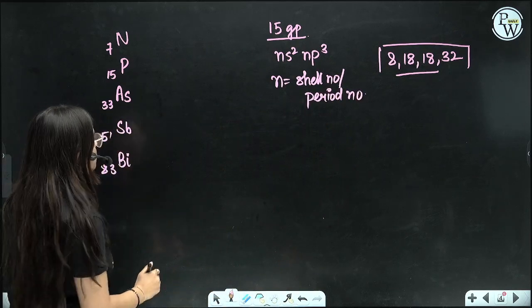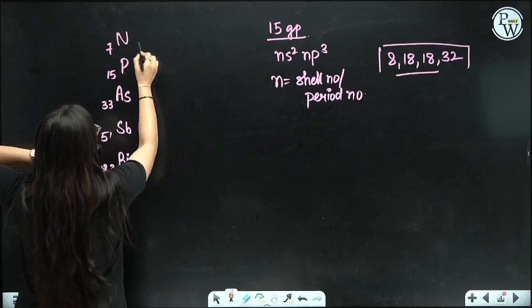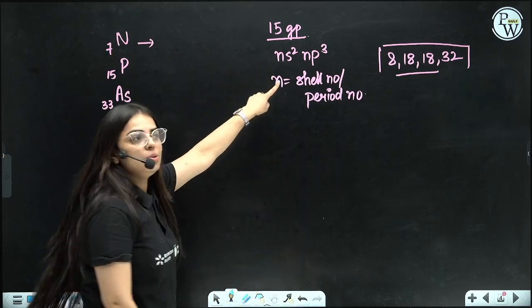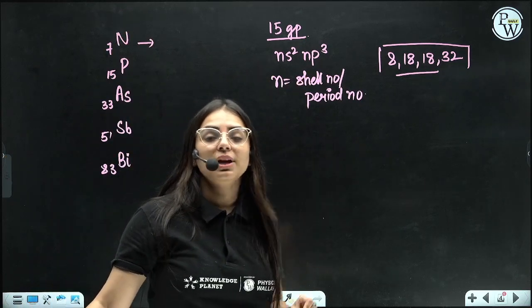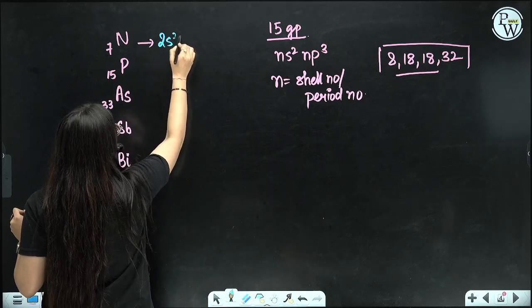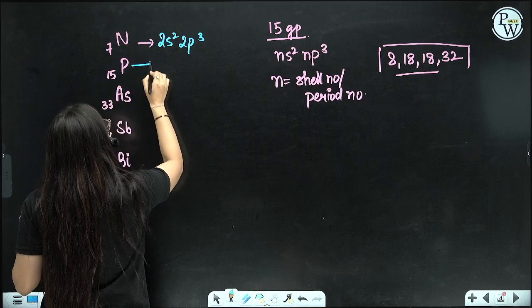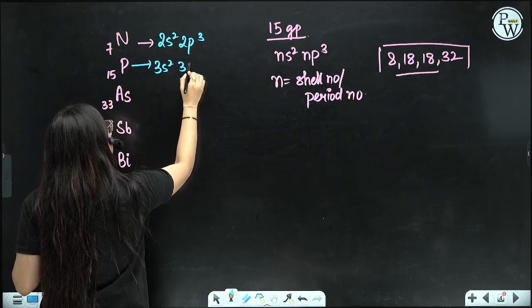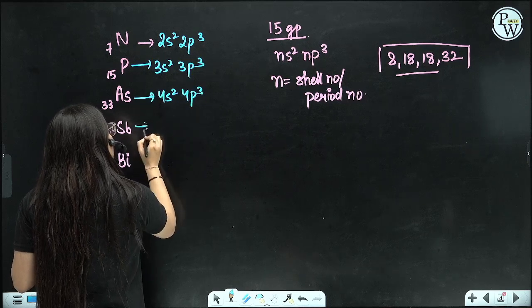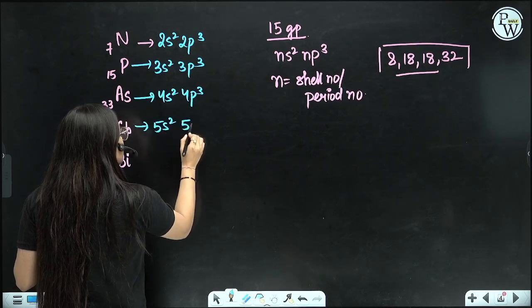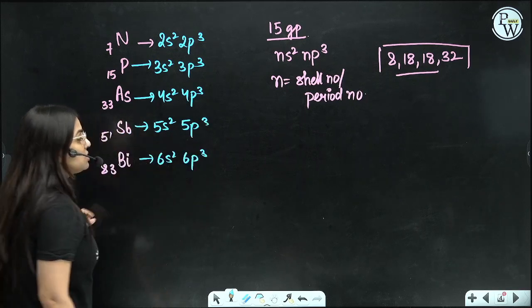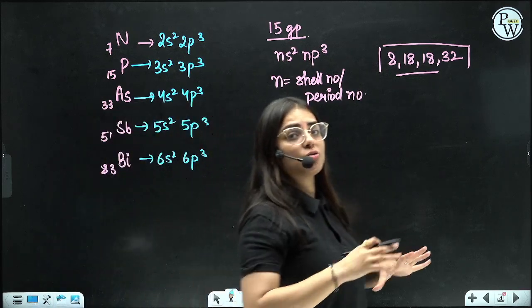Now coming over here, students, see what is going to happen. What is the electronic configuration for nitrogen? If I go with this flow, for nitrogen the n value is going to be 2. So we'll be getting 2s2, 2p3. In phosphorus, it is going to be 3s2, 3p3. Then in this we are going to get 4s2, 4p3. Here we'll get 5s2, 5p3. And then we'll get 6s2, 6p3. So this is basically the general electronic configuration of the outermost shell.